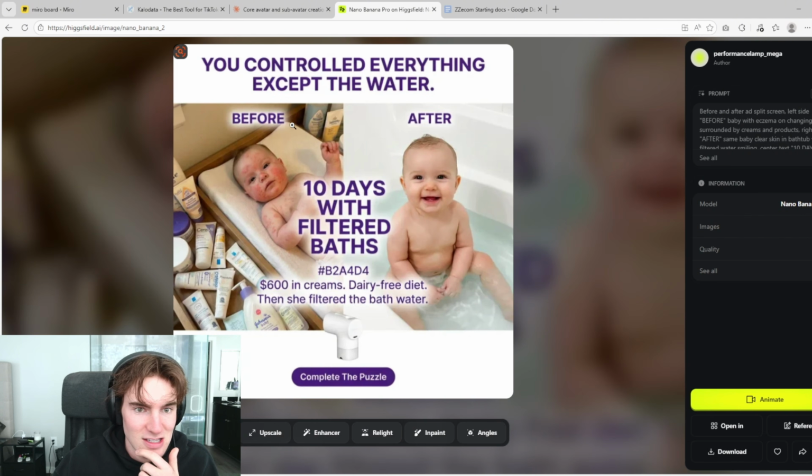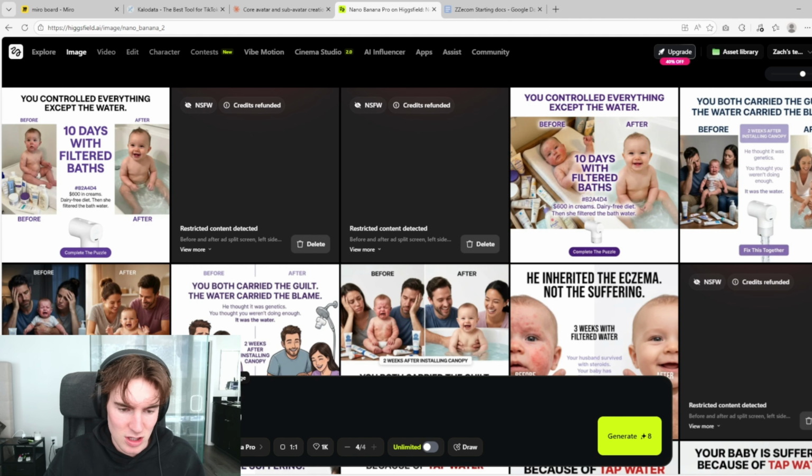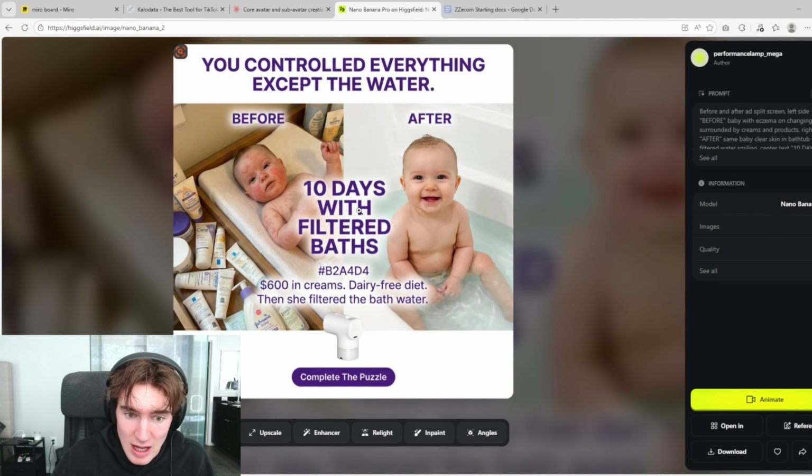Then what's this last one? You control everything except the water. So before we have all the creams, the baby with all the eczema and all the red stuff on his face. 10 days with the filtered baths. I don't know why it has this color thing in here. I definitely have to get rid of that, but whatever. There are going to be some mistakes. Obviously, if you want to change something, you can always click reference and then just say get rid of that, and send it out, and it'll help you get rid of it. But this is also a pretty good ad.